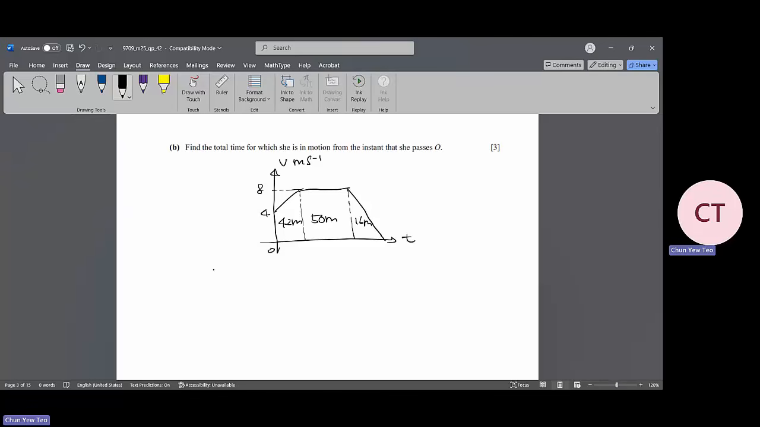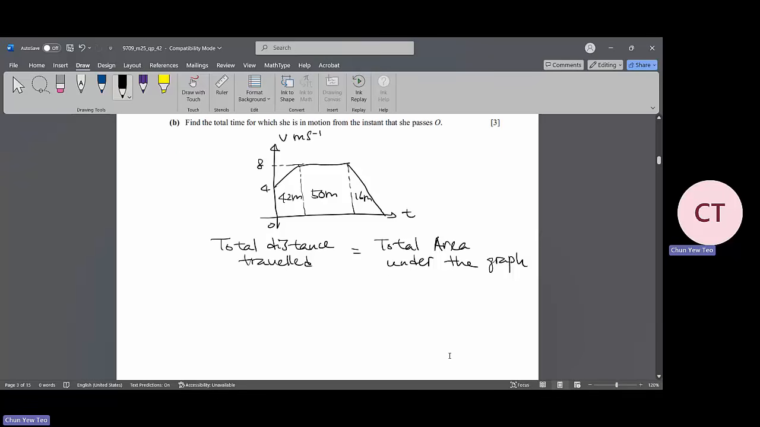So over here we can say that the total distance travel is equal to the total area of the graph. Again, you actually no need to write down this relationship. So the total distance travel is 42 plus 50 plus 16.